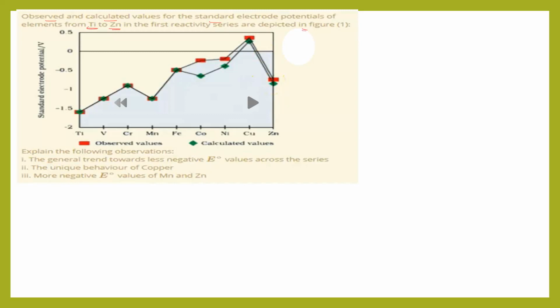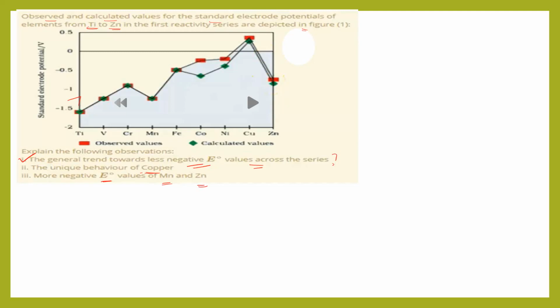Explain the following: the general trend towards the less electronegative values across the series. Why does it go less electronegative? And the unique behavior of copper and the more electronegative values of magnesium and zinc. So the electronegative values go towards the positive side, that is, less electronegative values or the positive side.